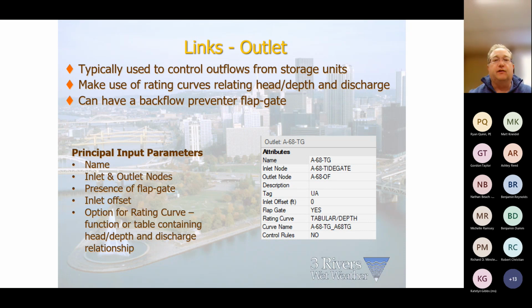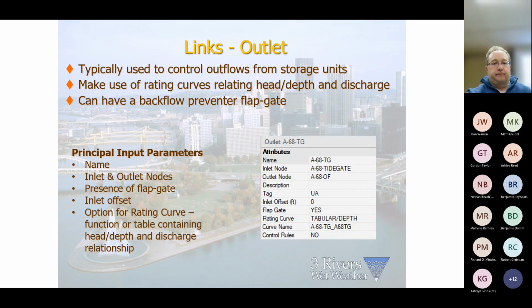Outlet, as we mentioned before, this is really at the end of the model. So this is at an outfall pipe or at a cut in the model at the downstream end. You can use rating curves there for relating head and discharge. That's not used very often. I think there might be one location in the Alcosan system-wide model that does that. You can have a backflow preventer at these locations as well. But most of those are going to be pretty simple. It's just the name, the inlet and outlet nodes, whether it has a flap gate and the inlet offset. Now it might also have those boundary conditions thrown in there.